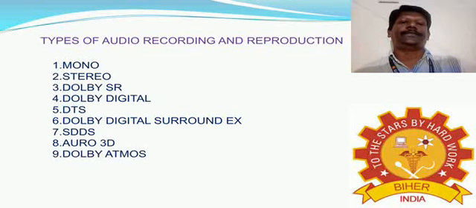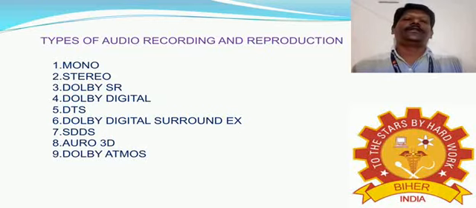In this, the first 3, mono, stereo, Dolby SR, are analog formats. The remaining 6 are digital formats. So mono means it's a single track recording system. It has only one speaker behind the screen. Then stereo has 2 tracks, left and right. In this type of format there are 2 speakers behind the screen.